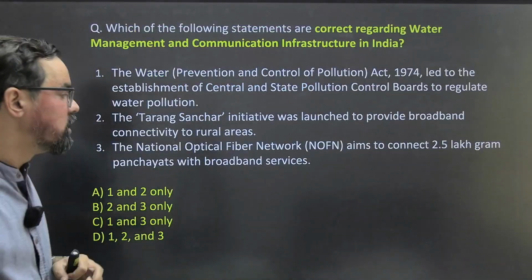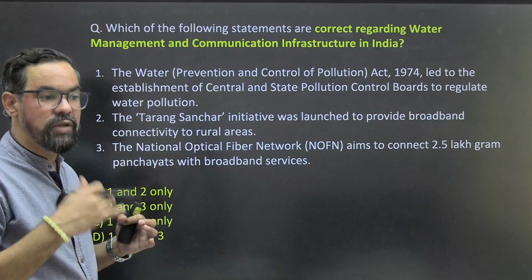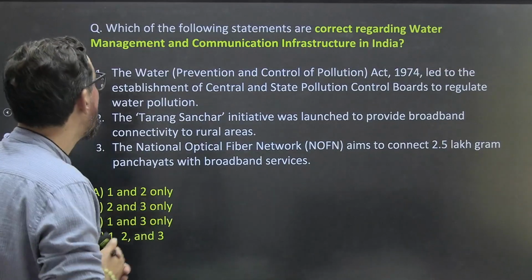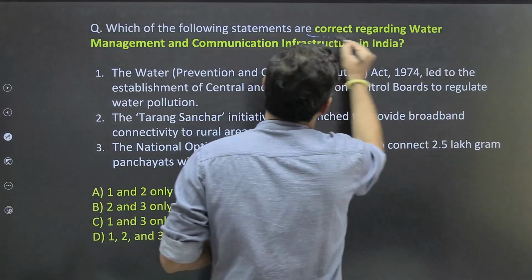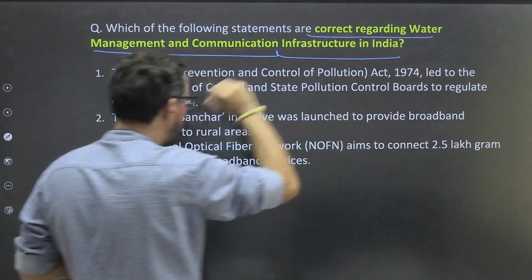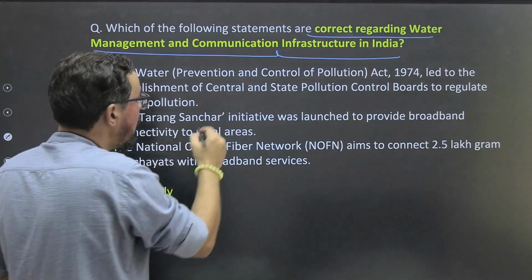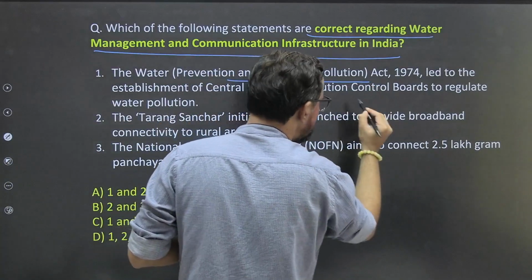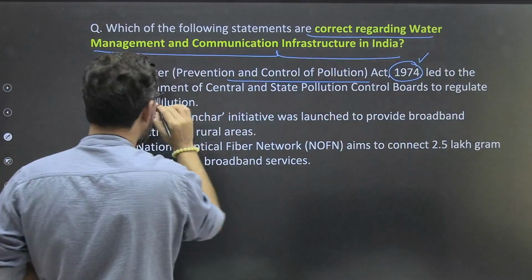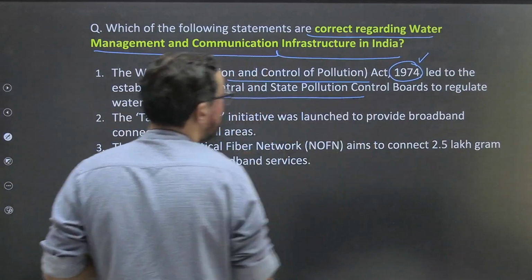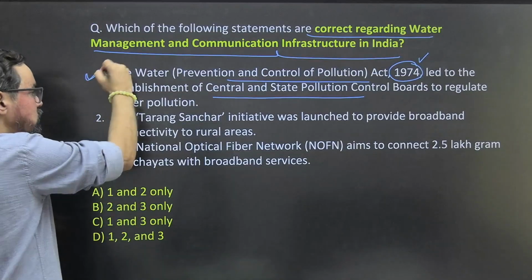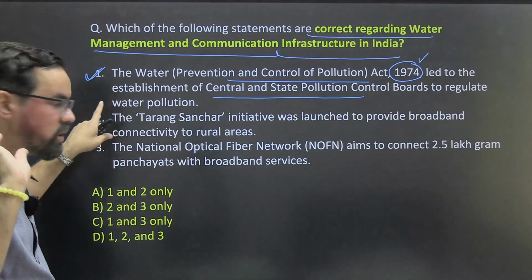All right. So now we will practice some questions. With reference to these particular questions, we will try to build our concept. Which of the following statements are correct regarding water management and communication infrastructure? Okay. The Water Prevention and Control of Pollution Act 1974 led to the establishment of the Central and State Pollution Control Boards to regulate water pollution. 100% true. We have discussed this in our summary also.